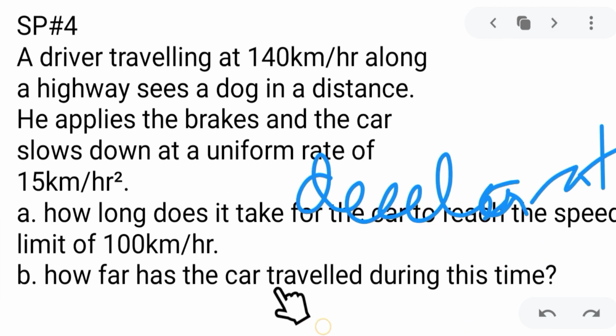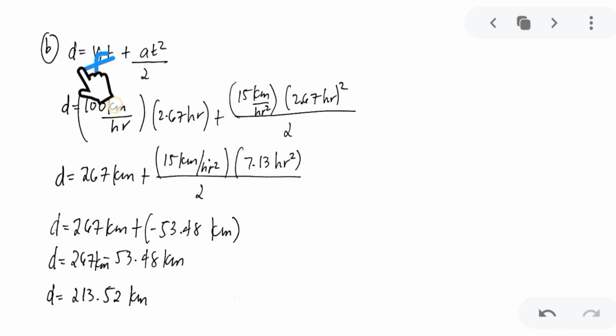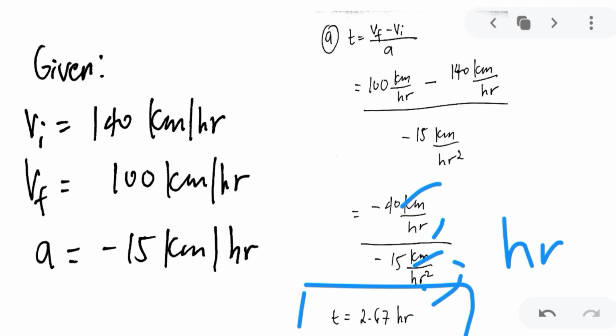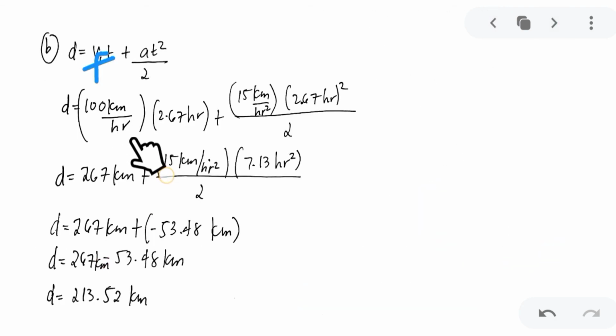How far has the car traveled during this time, in reference to letter A, of course? So, the formula is D equals the final velocity multiplied by the time plus the acceleration multiplied by the time squared over 2. So, substitution: our final velocity is 100 kilometers per hour multiplied by the time, which is 2.67 hours, and then plus the acceleration, which is negative 15 kilometers per hour squared, times 2.67 hours squared for the time.